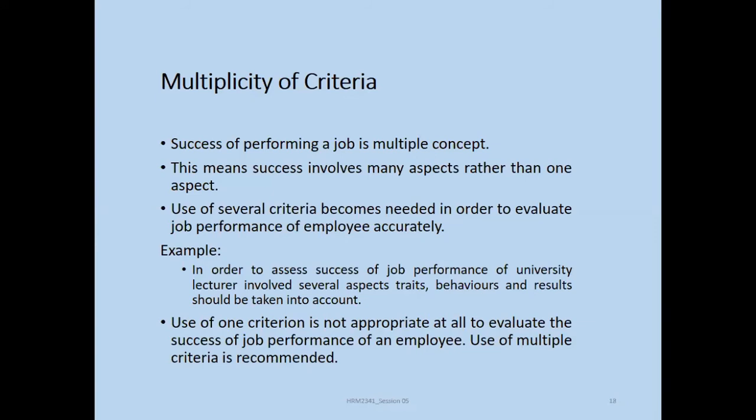Use of several criteria becomes needed in order to evaluate job performance of an employee accurately. To assess success of the performance of a university lecturer involves several aspects. Traits, behaviors, and results should be taken into account when we evaluate the job. Therefore, we cannot recommend only one criteria out of traits criteria, behavior criteria, and results criteria. It is better to use multiple criteria.